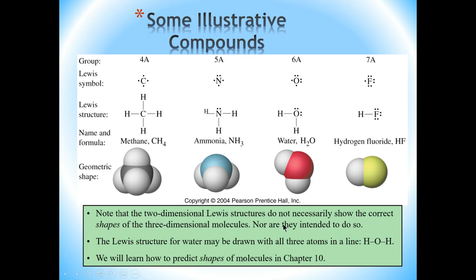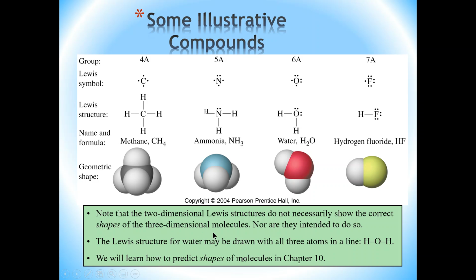All right. So some important information down here in this green box. It says here that the 2-dimensional Lewis structures do not necessarily show the correct shapes of the 3-dimensional molecules. And that's not their purpose, right? The purpose of Lewis symbols or Lewis structures is not to show the 3-dimensional shapes of molecules. Now, the key thing you need to know is that you're going to need the Lewis structures in order to make that prediction. But the Lewis structures themselves do not show the 3-dimensional shapes of the molecules. It just basically shows you how the atoms are connected to each other and shows you all the bonding pairs and lone pairs of electrons that are involved.